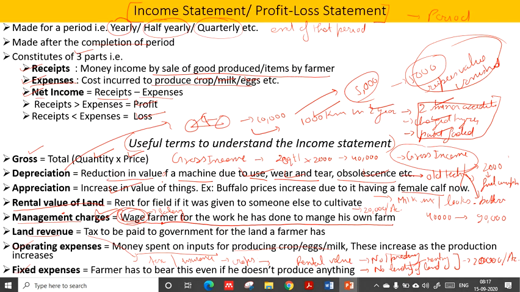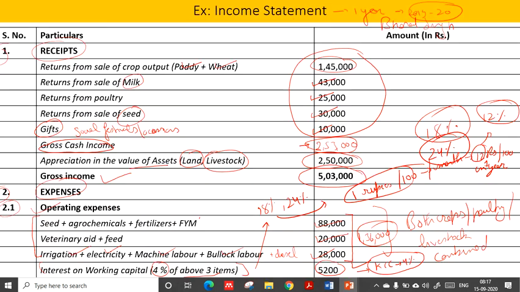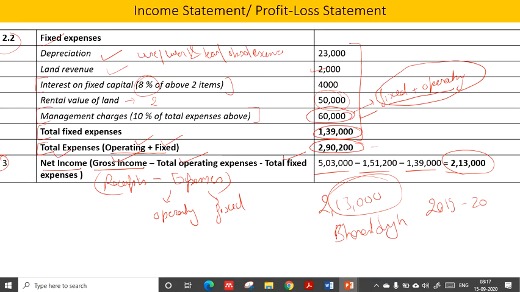Income statement, also called profit and loss statement. These are made for a period of time that has already gone. There are three parts: receipts, expenses, and net income. Receipts should always be more than expenses. Income statement: first part receipts, second part expenses. Expenses are of two types: operating and fixed. Then comes total expenses, then comes net income. This will be all for your unit 10.